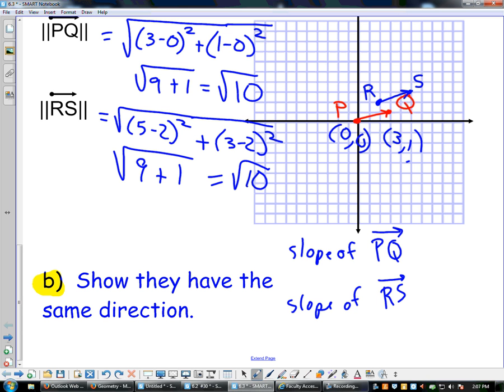If it's like negative 1 over 3, then it wouldn't be the same, even though it's the same slope, because it's going the opposite way. Are you getting this? Are you getting the same slope? Yeah, 1/3 for both? Yep.